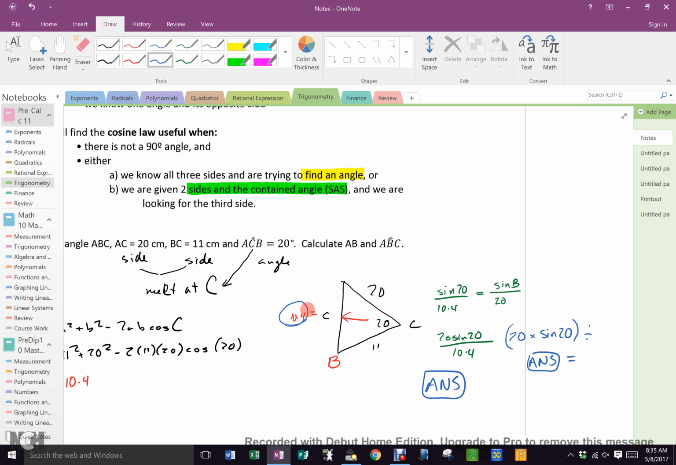Button errors. Okay. And of course you need to make sure you're in the right mode, right? So that was a 20 sine 20. What do you get? 41. That's what I have too. Why is 41 wrong?